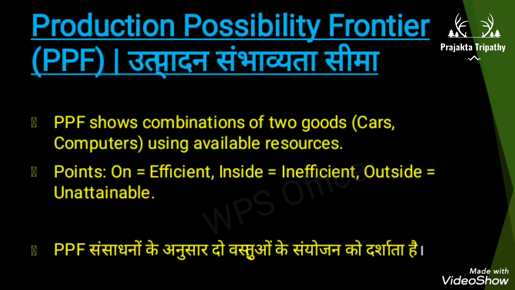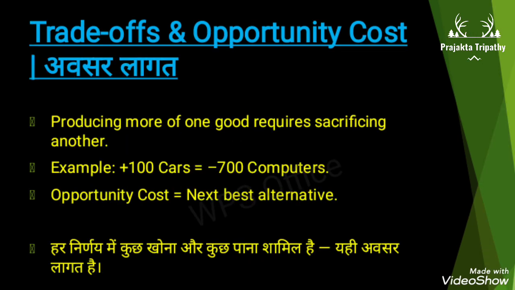Now, points outside the curve, that is, non-feasible. These are non-feasible points. We cannot attain these points given the current inputs and technology. Opportunity cost and trade-offs. The PPF beautifully illustrates trade-offs. To produce more cars, the company, the economy, has to give up producing some computers, that is a trade-off. The value of what you give up is called opportunity cost.